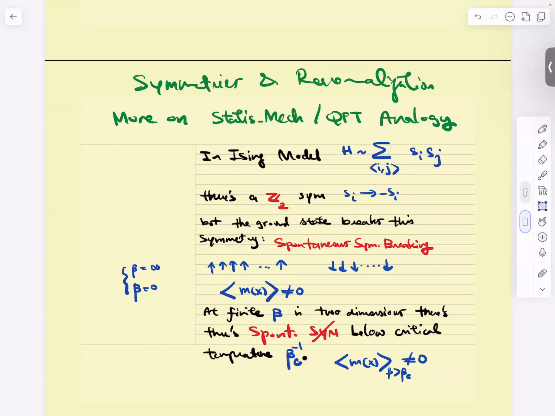Good? You're with me? An example. Let's just jump into field theory. Scalar field theory. What's a symmetry? Well, let's not worry about the details. What's the symmetry of this action? Yeah, so there's a Z2 symmetry, which is phi going to minus phi, right?